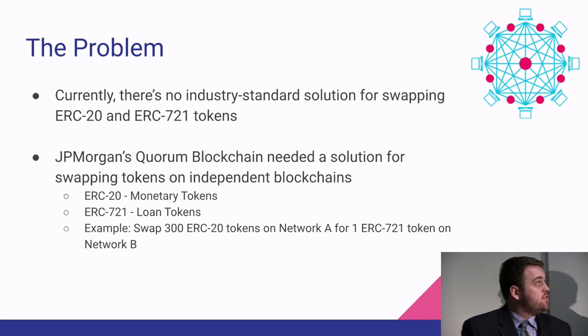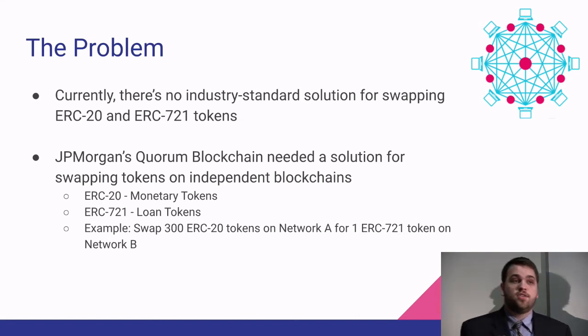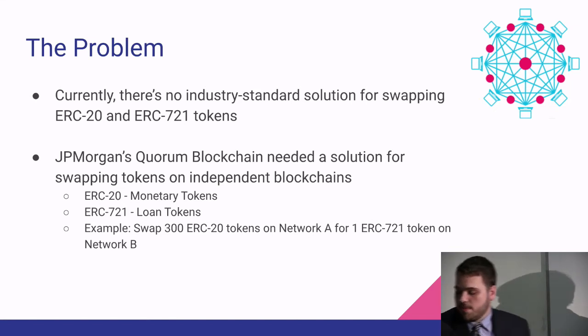So not only did we need to figure out how to swap those two different types of tokens, but we also had to figure out how to swap them across two distinct instances of different blockchains. So basically if you have blockchain A over here and blockchain B over here, how do we swap a token from blockchain A to blockchain B? And that was kind of the biggest problem that we had to solve here.